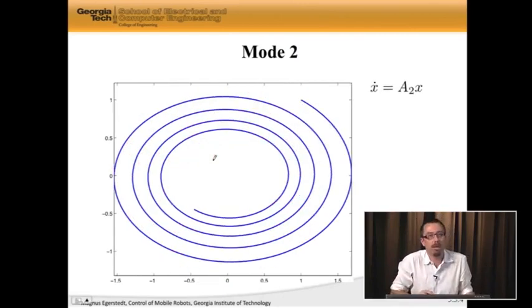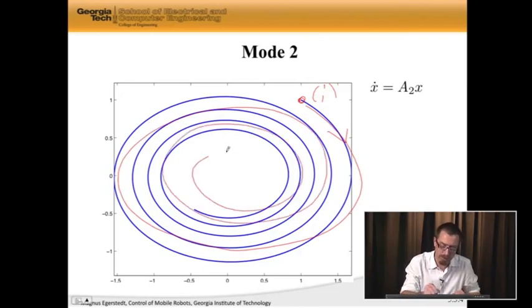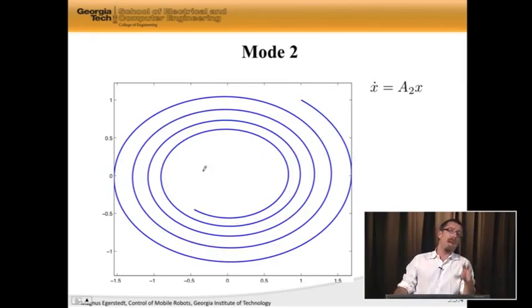Here's A2. It also looks like a spiral, but instead of a tall and skinny spiral, it's a short and chunky spiral. Again, we start at 1, 1, and this system starts spiraling, and it goes inwards, and then it goes like this. So it's also asymptotically stable, as it should be, but because of the particular eigenvectors of these two systems, we end up spiraling in slightly different ways. But the point is, we have two stable systems.